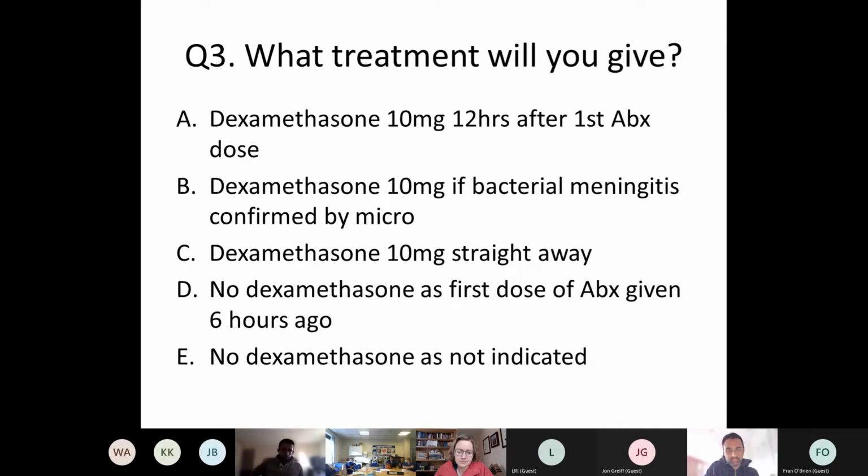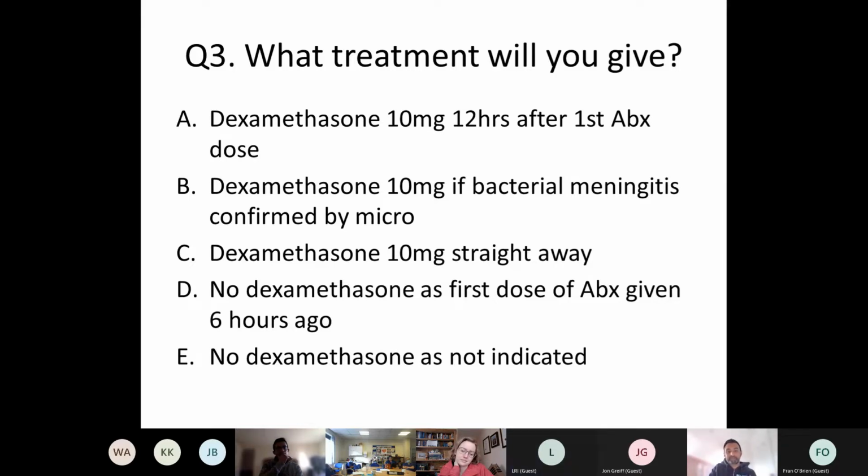So again, second part of the treatment, what would you give here? Would you give dexamethasone, 10 milligrams? Would you give it 12 hours after the dose of the first antibiotic? Would you give it only if bacterial meningitis was confirmed by microbiology? Would you give it straight away, or would you not give it at all, as the first dose of antibiotics was given 6 hours ago? Or would you not give it because it's not indicated?